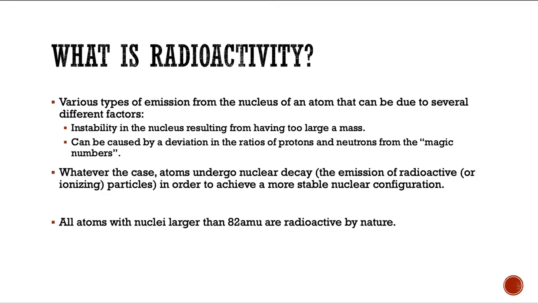I'm not really going to mention the magic numbers again because we don't really need to know a lot about those. But we do need to know that there are some ratios between protons and neutrons that are more stable than others. You don't need to know specifics about that. Just know that sometimes an atom might have too many or too few neutrons, and it would need to adjust that. Whatever the case, though, atoms always undergo nuclear decay in order to achieve a more stable nuclear configuration. Also, all atoms with nuclei larger than 82 atomic mass units are radioactive by nature.